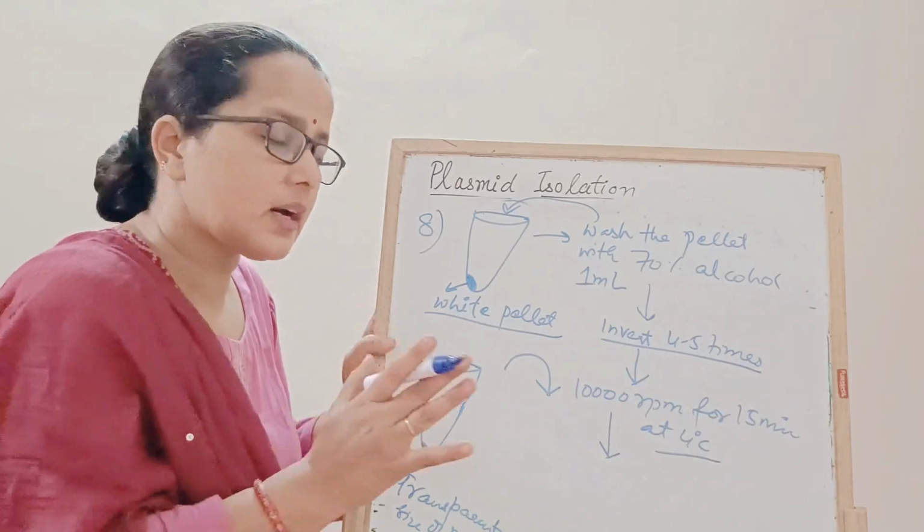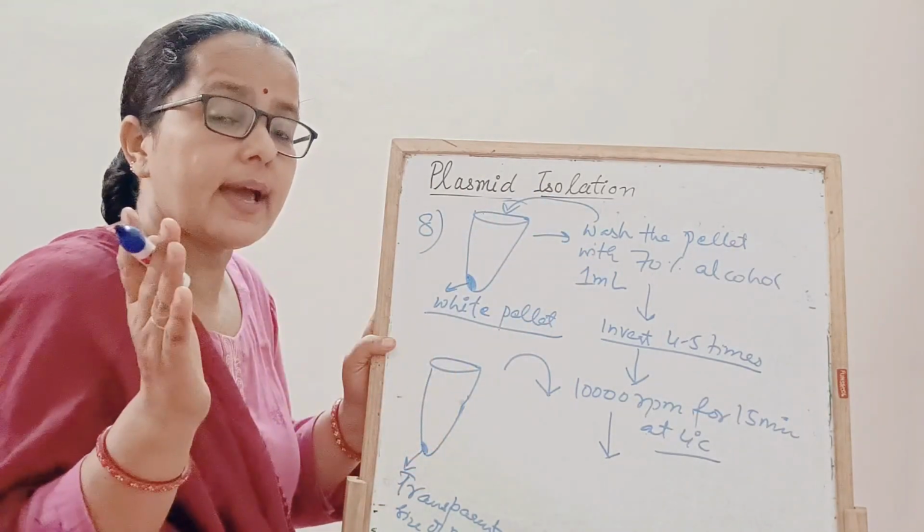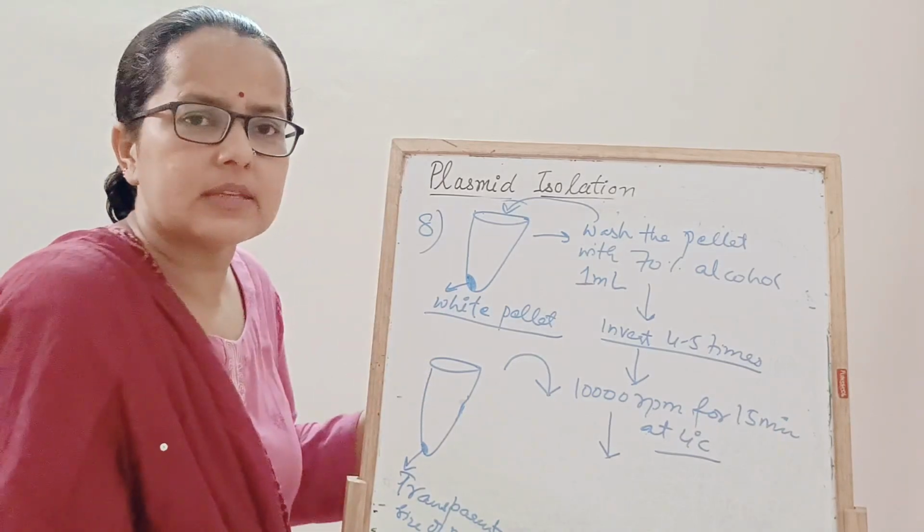Why was your white pellet formed? Because at the time of precipitation you have added alcohol, and in solution 3 you have potassium acetate and many other salts.